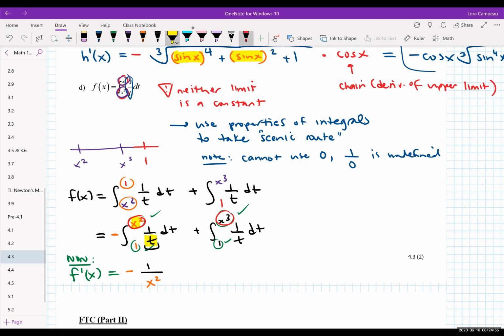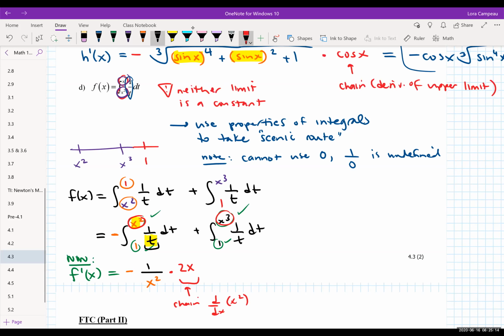The other thing you have to worry about is you are using the chain rule. So the link that would go on is the derivative of the upper limit. So we're going to multiply a 2x to this. And by the way, that's the chain, and it's the derivative of the x squared upper limit.